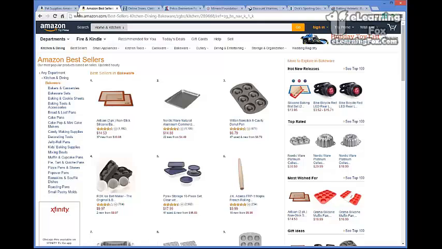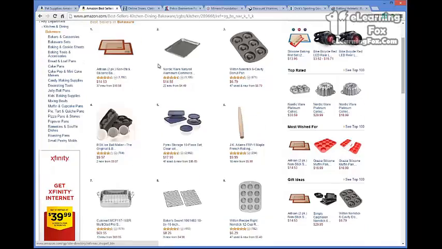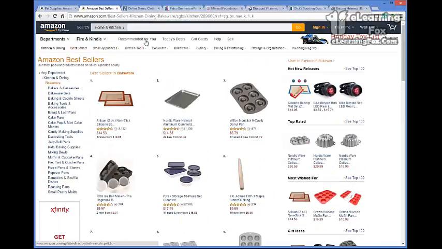So this is a great way to do some niche research, get some ideas for types of products that you would want to carry. So you can go out there and locate suppliers for them.